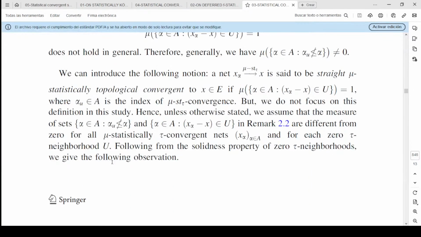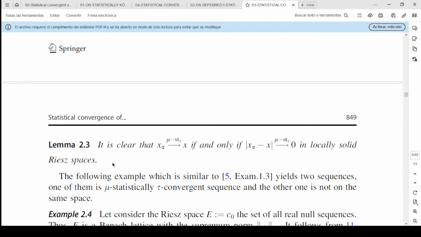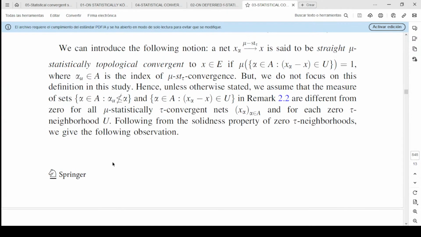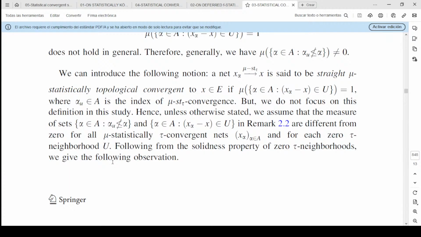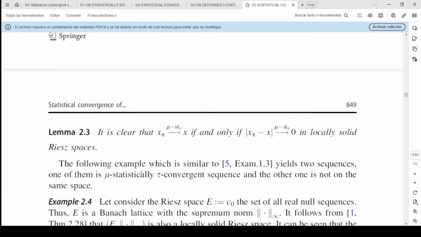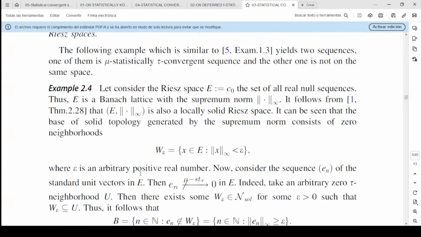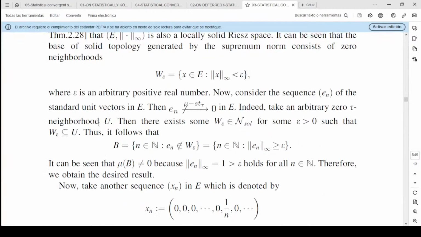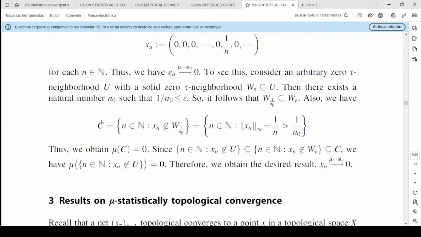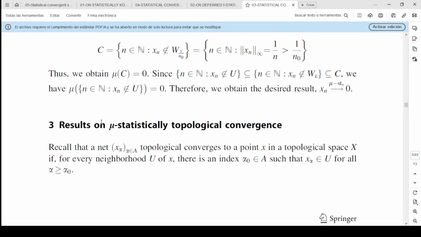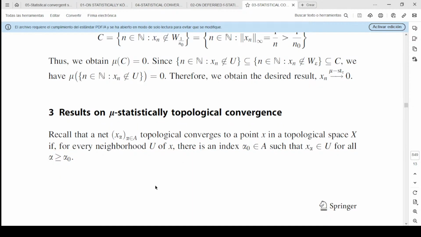So we give some crucial definitions here. One of them is called strong mu statistical topological convergence in locally solid Riesz spaces. And this is an example about this concept. And in the third part, we deal with results on mu statistically topological convergence on locally solid Riesz spaces.